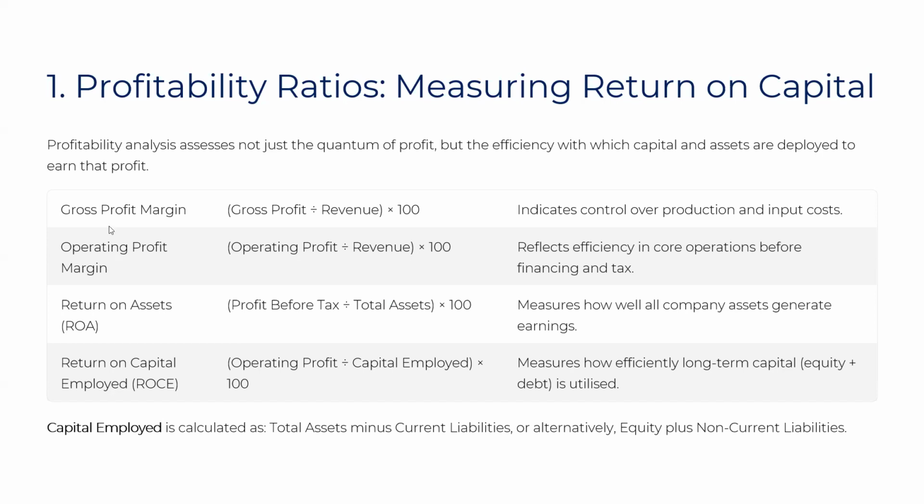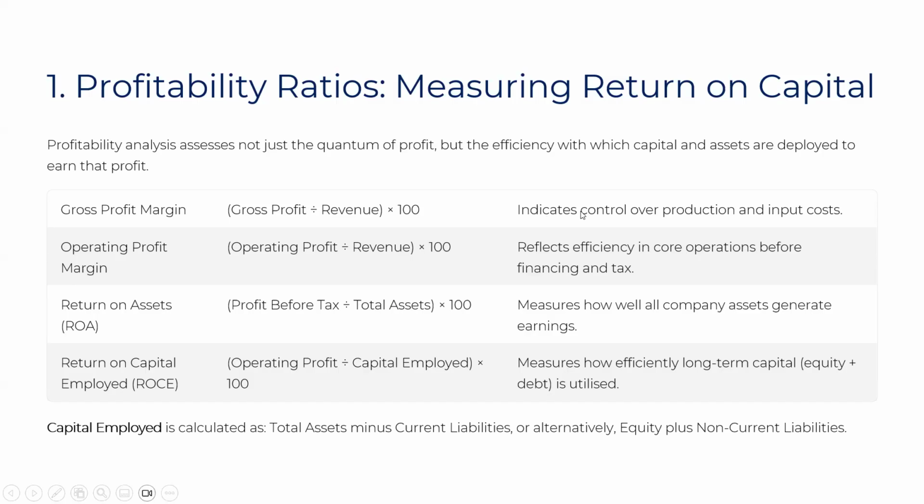Yes, I have four of them right here. We have the gross profit margin, the operating profit margin, the return on assets, then return on capital employed. Now, each of these ratios has different metrics they perform.